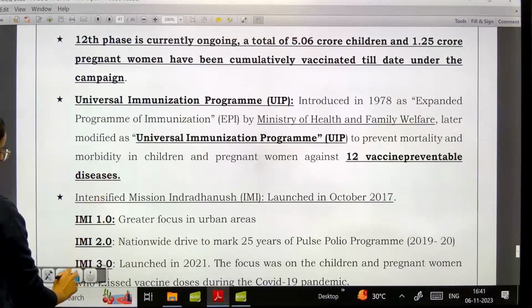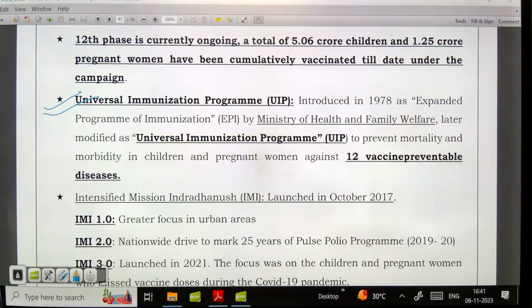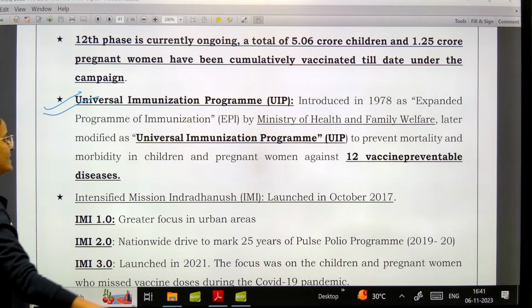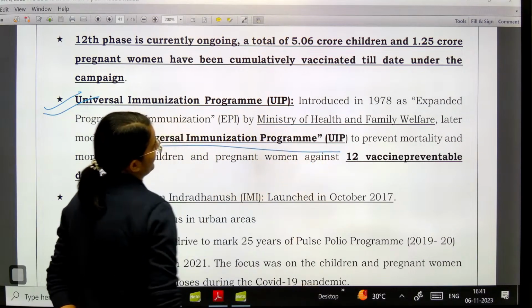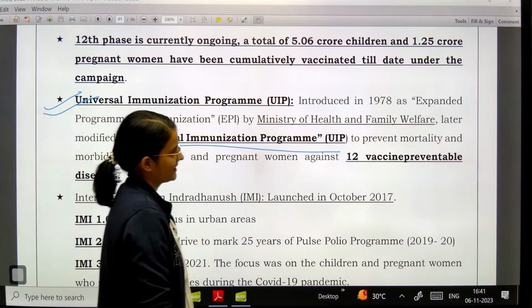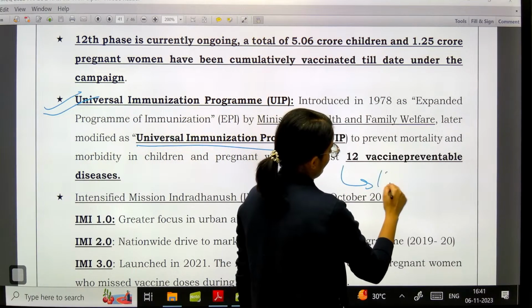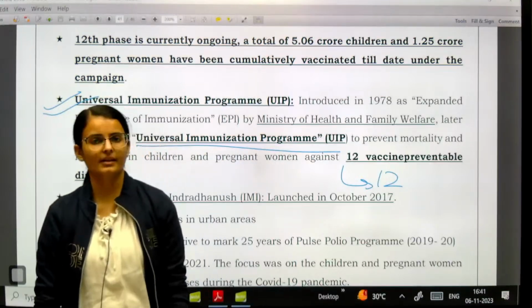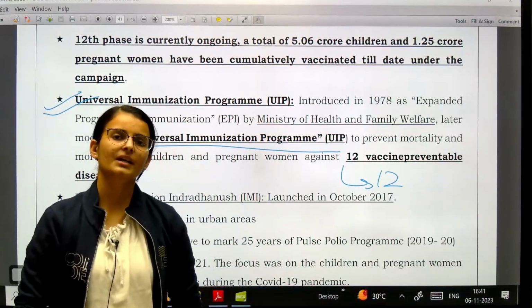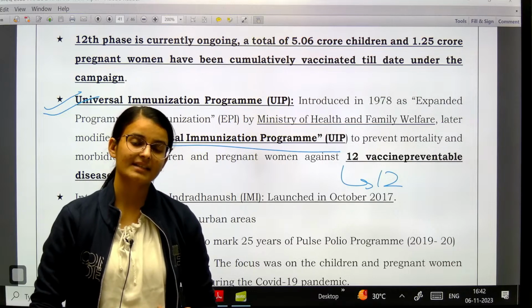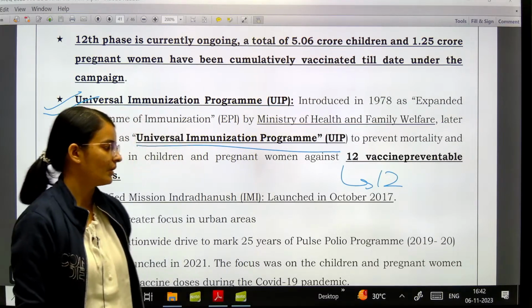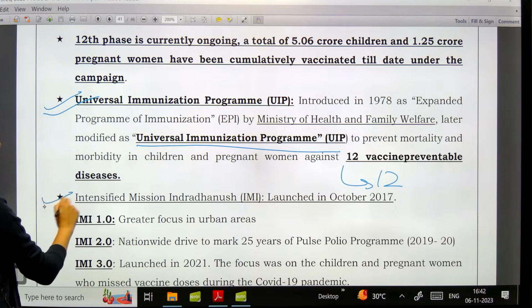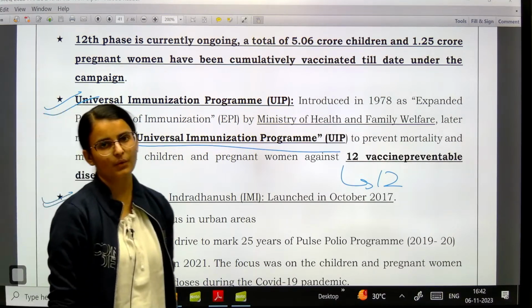Now let's read about the Universal Immunization Program. Introduced in 1978 as the Expanded Program of Immunization by the Ministry of Health and Family Welfare, later modified as the Universal Immunization Program, and this provides vaccination against 12 vaccine preventable diseases. Okay, so how many diseases are covered? 12. These are the 12 diseases and the 12th phase is going on. Okay, 12 diseases are covered and 12 phases going on.